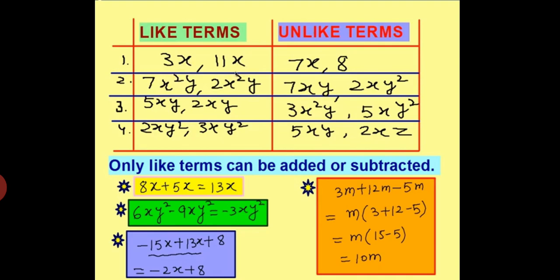The third example, minus 15x plus 13x plus 8. Here the like terms are only minus 15x and plus 13x. So we can only add or subtract the like terms, and the answer is minus 2x plus 8. Coming to the fourth example, 3m plus 12m minus 5m. Here they are all like terms, so the answer is 10m.